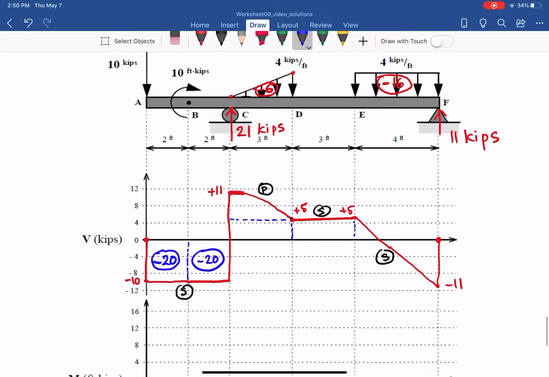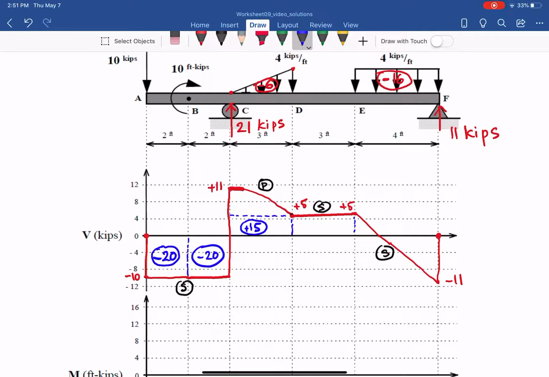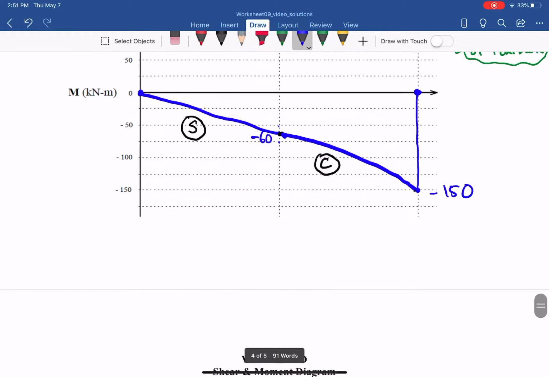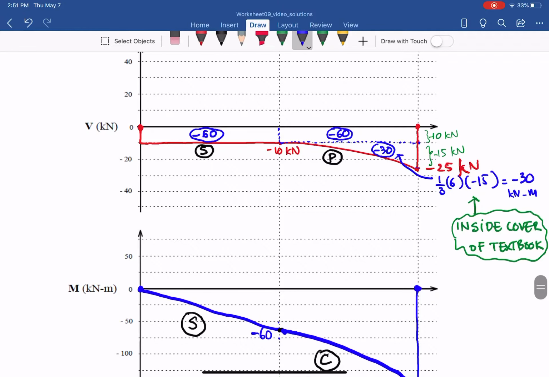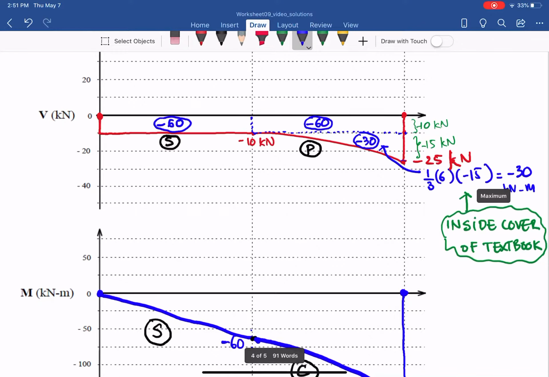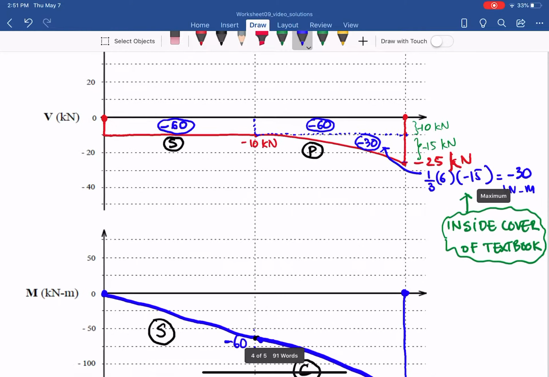For the next portion, you have the rectangle, 5 times 3, so it will be 15, and positive for that portion. And now the next one is a parabola. What is the area for that parabola? As you did in the previous problem, it will be 1/3 times 6 times negative 15, so 1/3 AH for that.